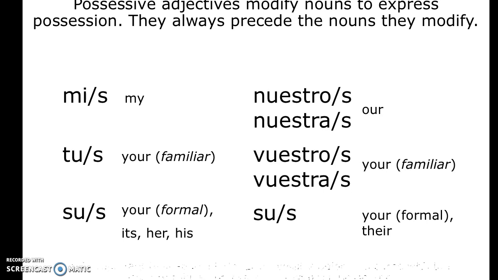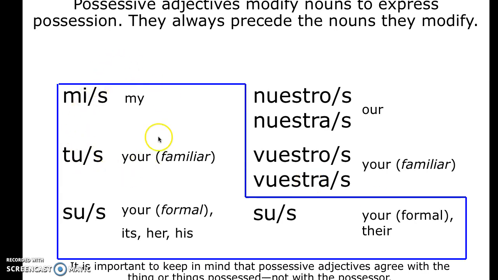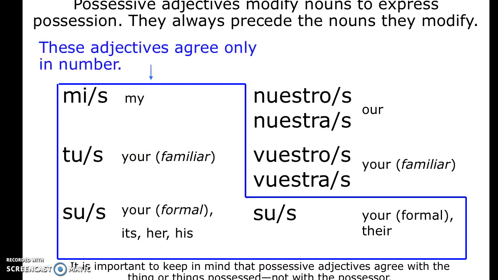So what happens with these is you'll notice that this section, the mi, tu, su, and the plural forms agree only in number. Now, it's important to remember that the possessive adjectives agree with the thing or things possessed, not with the possessor. So it doesn't matter who I am, right? It doesn't matter that it's my book, it's the actual book. So we're going to look at that word that follows, the thing that we own, and decide whether we need to use the singular or plural forms with these.